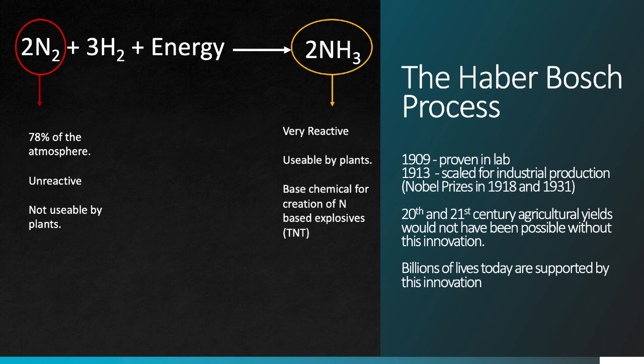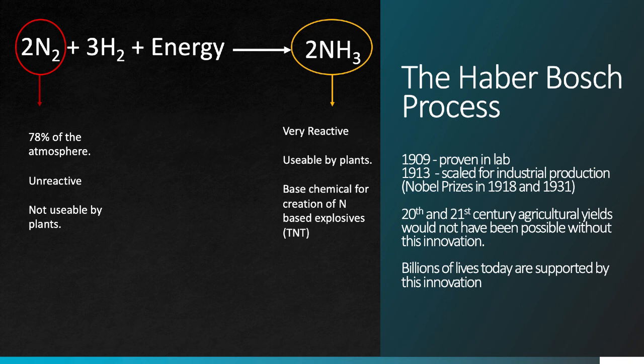Most of the atmosphere is made up of nitrogen gas, which is comprised of two nitrogen atoms, N2. This form of nitrogen is extremely stable and unreactive, and it cannot be used in this form directly by plants. And in fact, it's largely inert in the atmosphere.